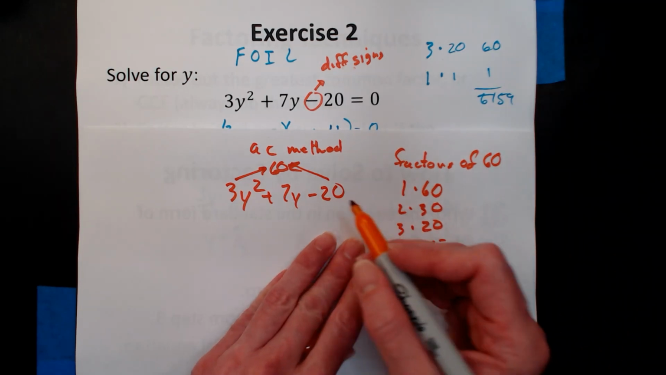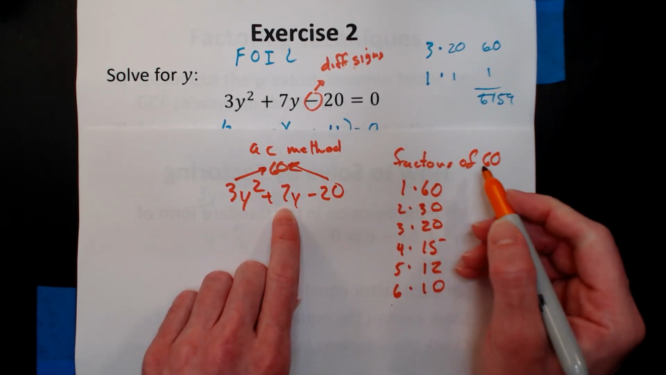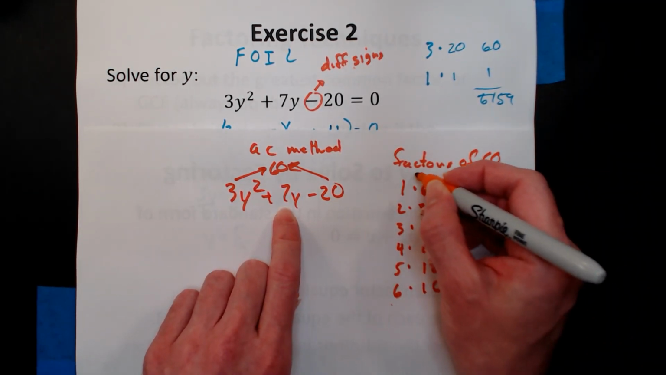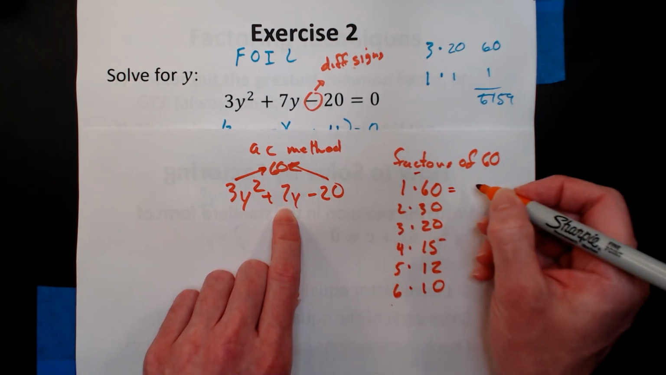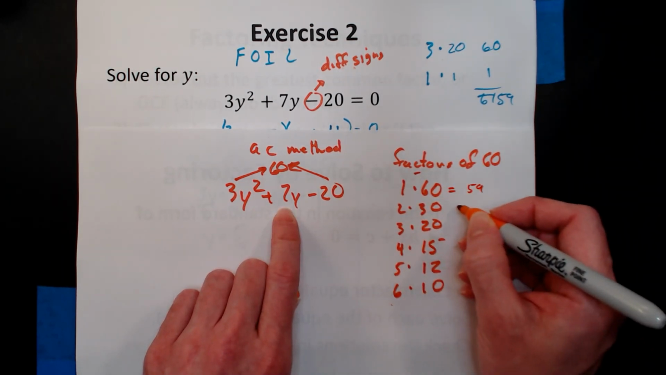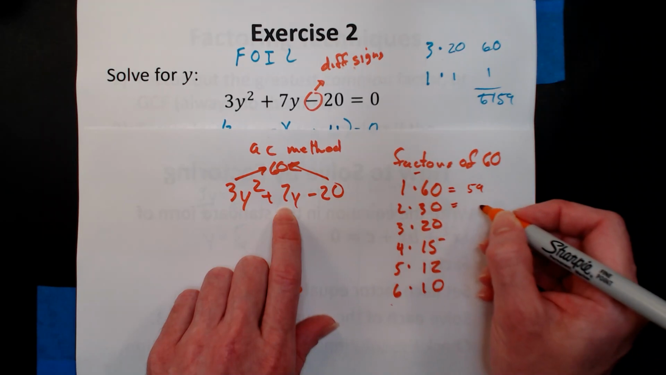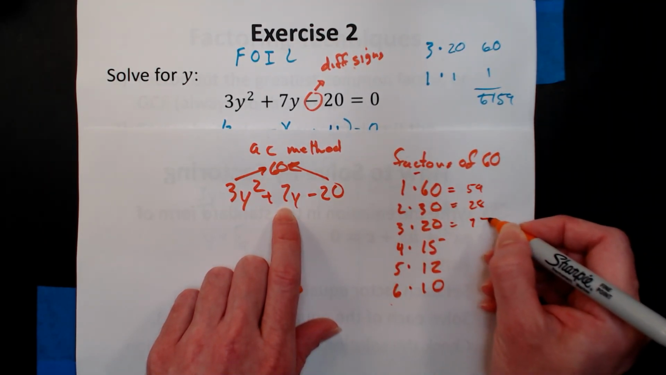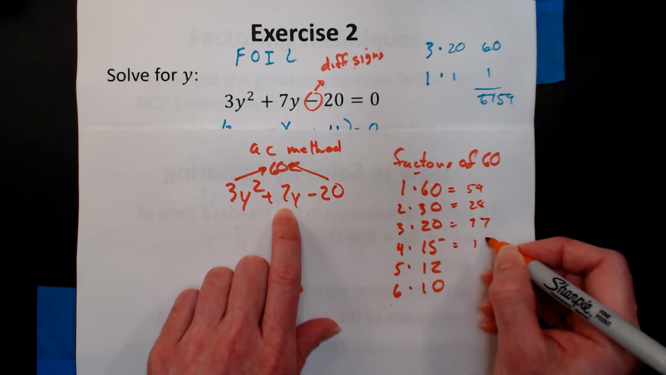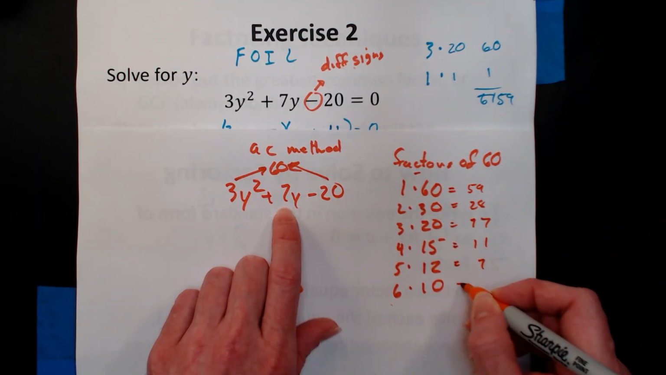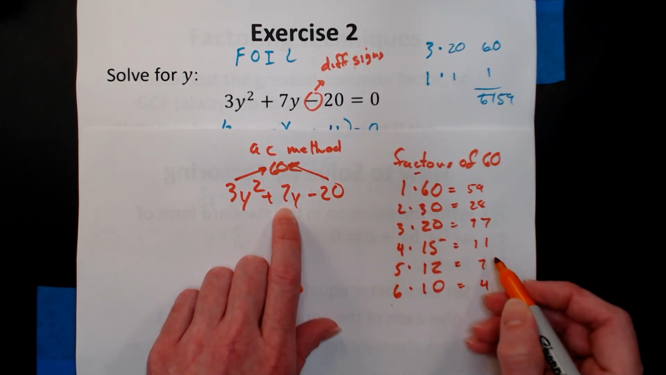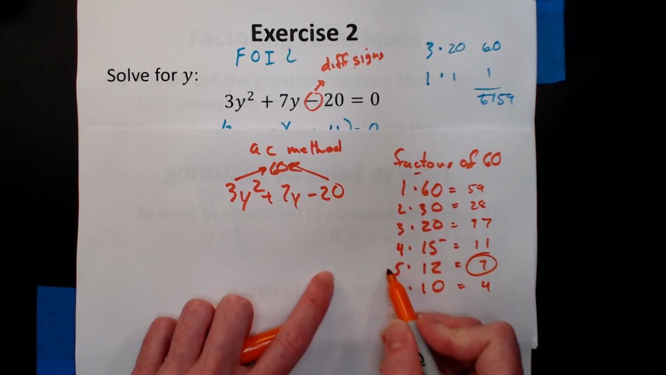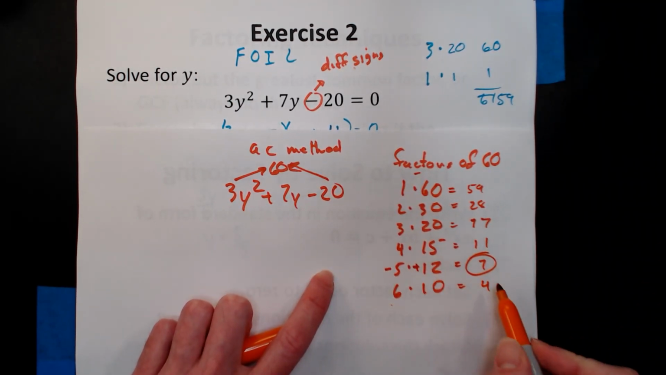So we go through here and we're looking for the difference. So we take the difference of all these real quick. Pretend like these are all subtractions. So you get 59. And I don't really care about the sign, just the difference of these two numbers. 28. This would be 17. This would be 11. This would be 7. And this would be 4. And we want the 7. And we want the 5 to be negative, and the 12 to be positive to give us 7.